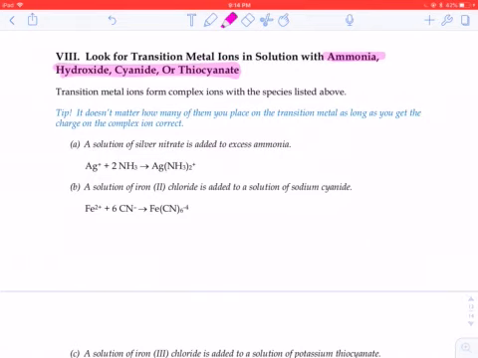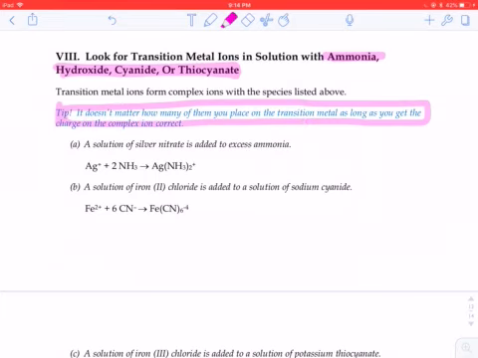The key thing to remember is that these reactions look challenging, but it doesn't matter how many of them you place on the transition metal. It doesn't matter if you combine it with 2, 3, or 4, as long as you get the charge on that complex ion correct. For example, a solution of silver nitrate added to excess ammonia. The nitrate ends up being a spectator ion. Your ammonia is NH3.